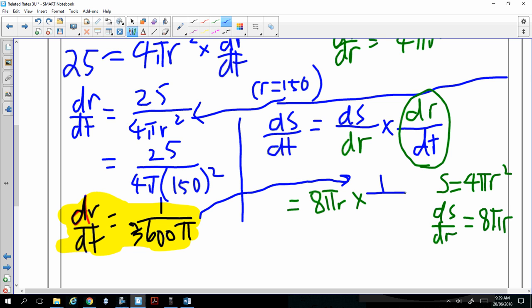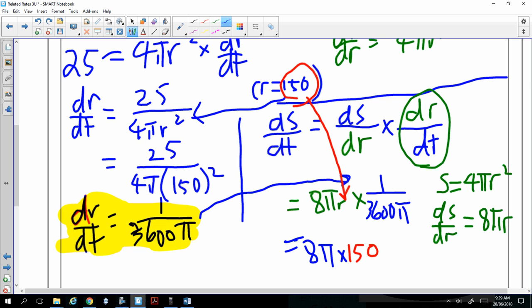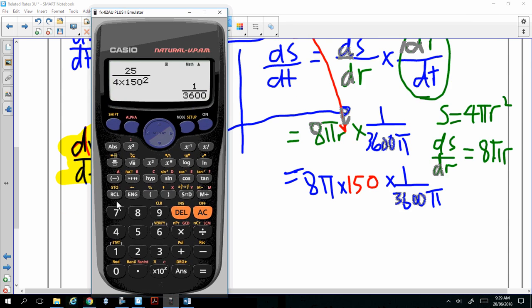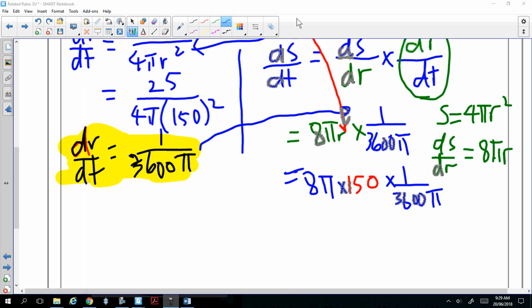And then you will see the pi get cancelled, so no problem. We'll just do it on a calculator. So you do 8 times 150 divided by 3600. That's exactly 1/3, and the units are millimeter squared per second because it's a surface area per second. Finish. So you can do it with 3 variables as well. In fact, you can do it with 4 variables if you want to, but you see the idea.